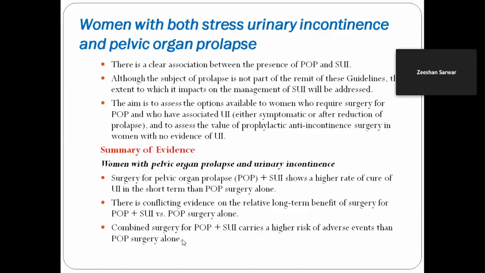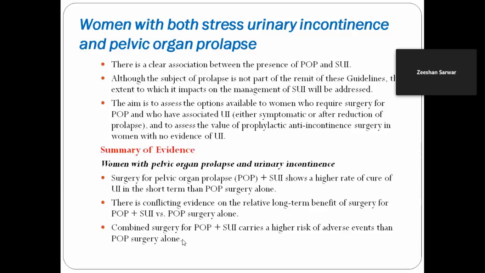Now we will discuss the women with pelvic organ prolapse and stress urinary incontinence. There is a clear association between the presence of pelvic organ prolapse and stress urinary incontinence. Although the subject of prolapse is not part of the remit of these guidelines, the extent to which it impacts on the management of stress urinary incontinence will be addressed. The aim is to assess the options available to women who require surgery for pelvic organ prolapse and who have associated urinary incontinence, either symptomatic or after detection of prolapse, and to assess the value of prophylactic anti-incontinence surgery in women with no evidence of urinary incontinence.